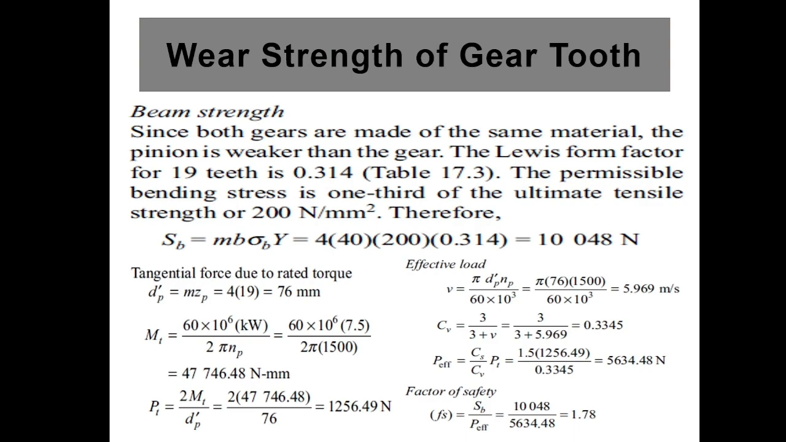The permissible bending stress is always taken as one third of the ultimate tensile strength, that is 600 divided by 3, which gives 200 Newton per mm square. Therefore, beam strength Sb equals m b sigma b into Y. Putting in module 4, face width 40, sigma b 200 and Y 0.314, we get beam strength Sb equal to 10,048 newtons.